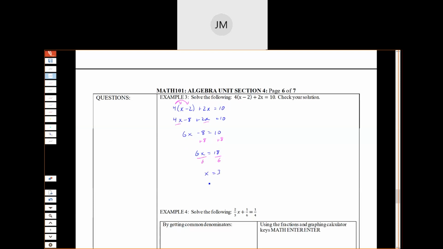So x equals 3. Okay, so then we check. So I have 4 times 3 minus 2 plus 2 times 3 equals 10. I replaced all my x's with a 3. That's my solution, right? Okay, so that's 4 times 3 minus 2 is 1. 4 times 1 is 4. 2 times 3 is 6. And 4 plus 6 is 10. Okay, so it checks out.